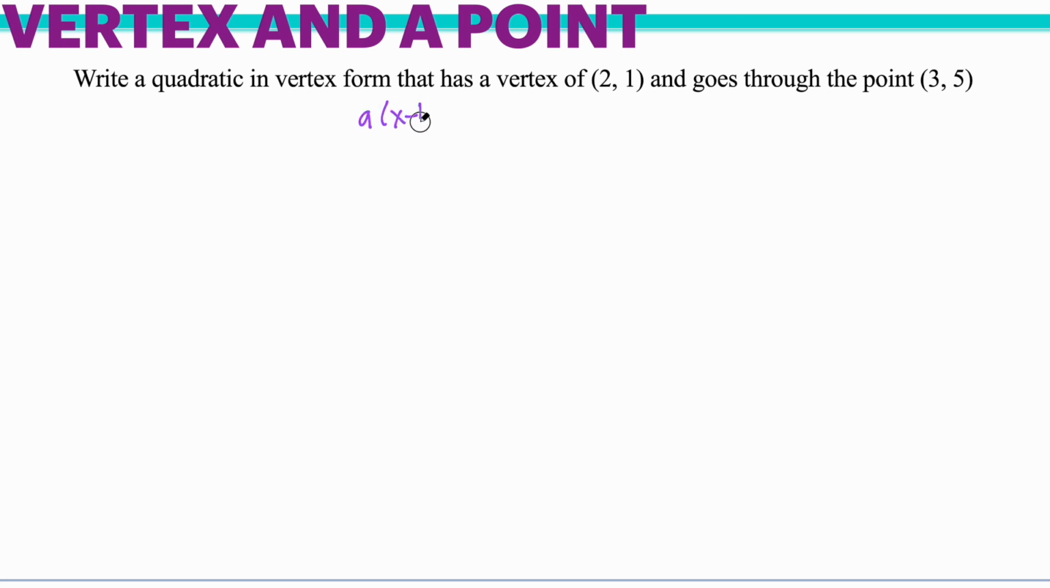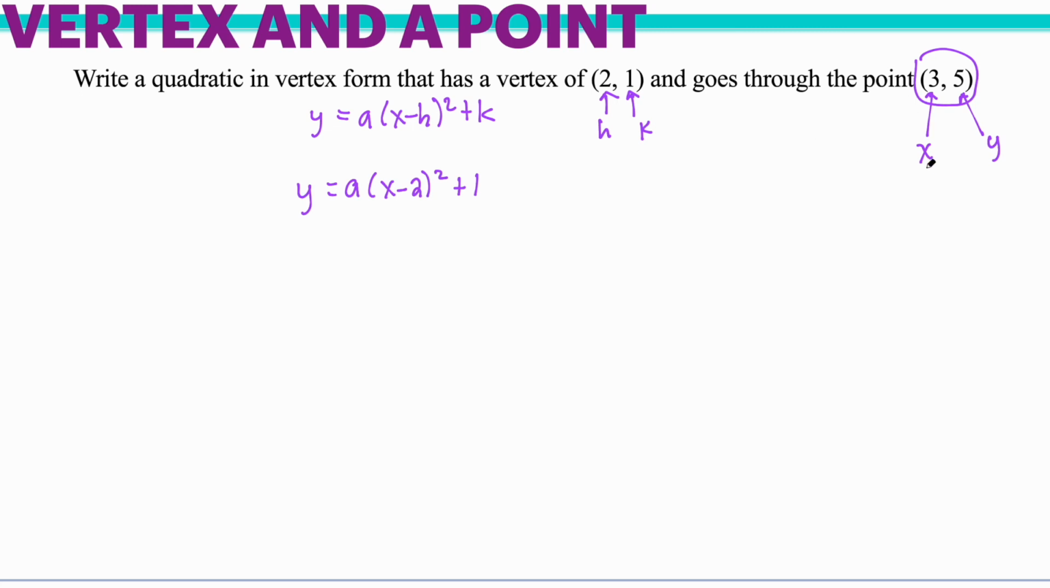I first know that is going to be my equation. And I also know that because this is my vertex, I know my h and k. So I know it is going to be x minus 2 squared plus 1. My h goes in here, my k goes on the outside. What we don't know is a, and this is where the point comes in. I know that at some point on the graph the x value is 3 and the y value is 5. I know that crosses the graph.